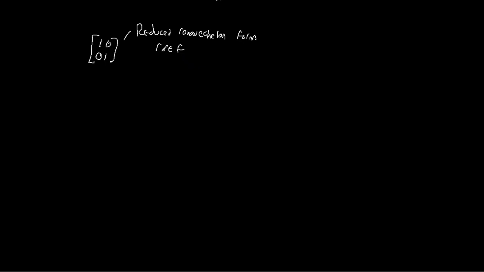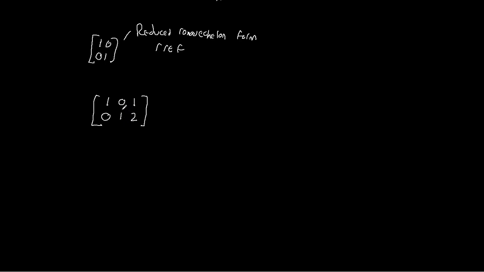Okay, so let's go ahead and look at another example. Let's look at the example 1, 0, 1, 0, 1, 2. I want you to pause the video and think about whether or not this is in reduced row echelon form. Okay, hopefully you gave it a thought. If you came up with yes, you are correct.